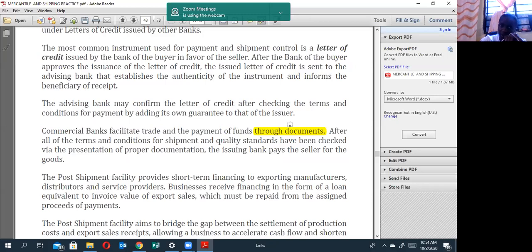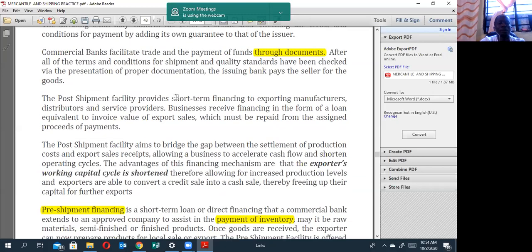And commercial banks facilitate trade and payments of funds through documents. After all the terms and conditions of the shipment and the quality standards have been checked via the presentation of proper documentation, the issuing bank pays the seller for those goods. So you see the way banks are playing a very key role here. Banks can have assurance with the other bank, but if you are dealing with the client directly, wiring the money, my friend, you may cry for investing in air.